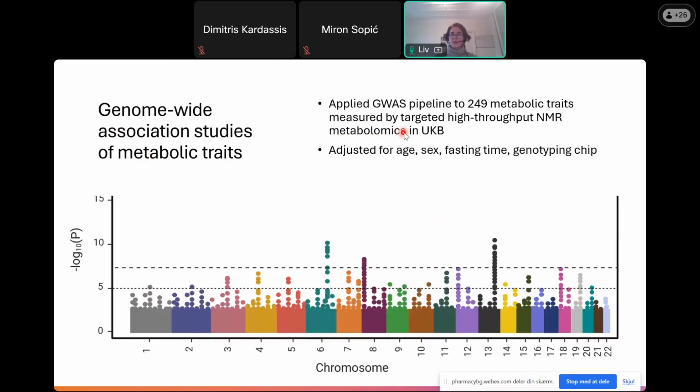Okay, then they also did genome-wide association studies of the metabolic traits. So they used the NMR metabolomics in the UK Biobank, and they applied a GWAS pipeline to 249 metabolic traits. And they adjusted for age, sex, fasting time, and genotyping chip. And this is just an illustration of a GWAS. Here you have the chromosome number on the x-axis, and the strength of the association on the y-axis. This could, for example, be LDL cholesterol, and you could see that on chromosome 6 there was a variant that associated with LDL cholesterol, and on chromosome 13 there was another variant that associated with LDL cholesterol. All right.